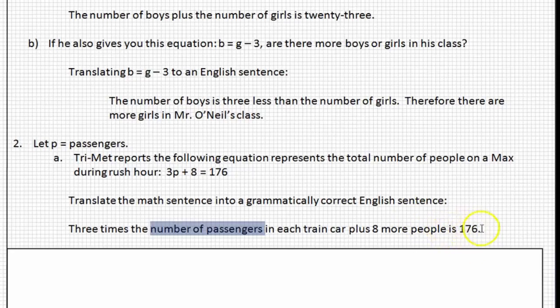So I would guess that 176 is their capacity based on this equation, and that's taking into account the 8 employees and then having 3 different passenger cars. So this is one translation of the equation 3P plus 8 equals 176. If you had something else, let's definitely bring that up to talk about in class. There may have been other ways that you could have translated that.